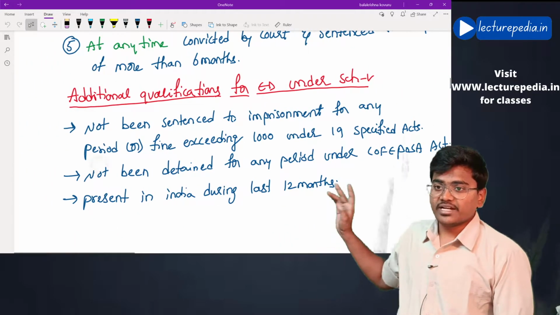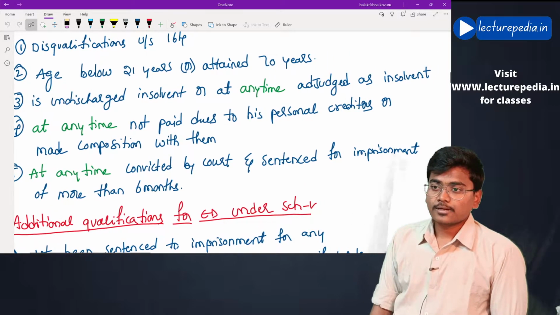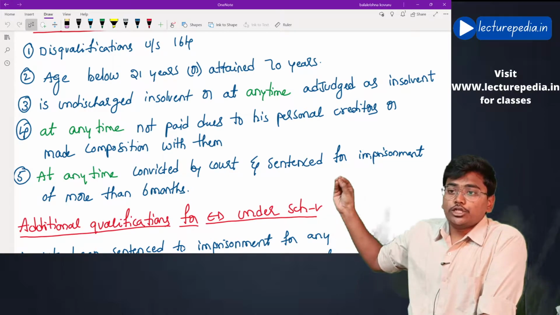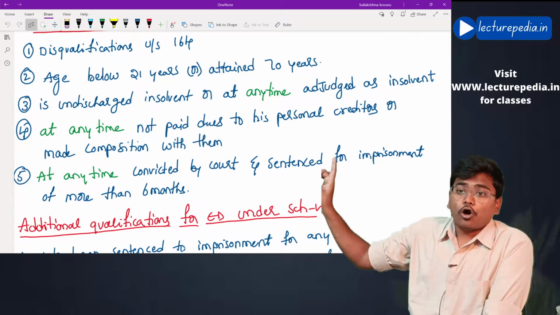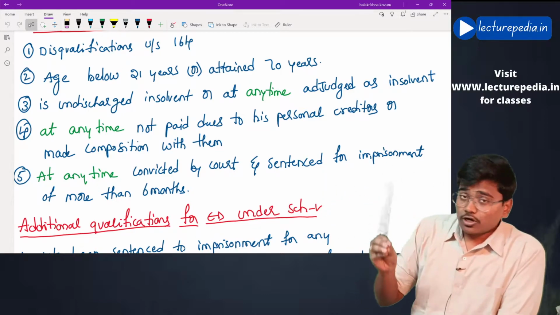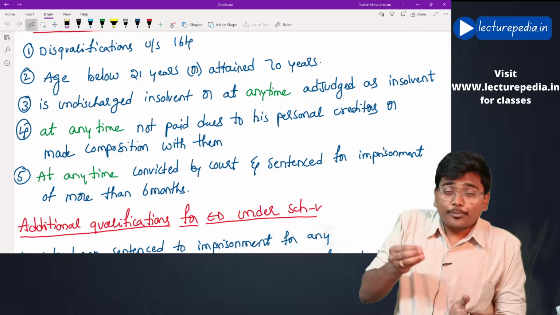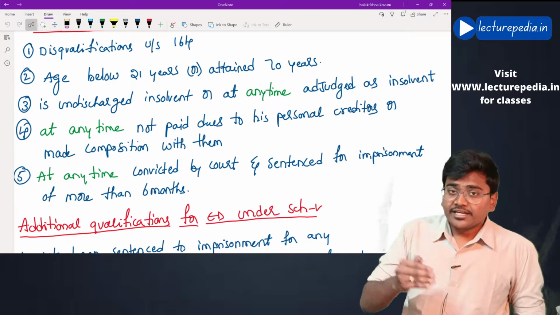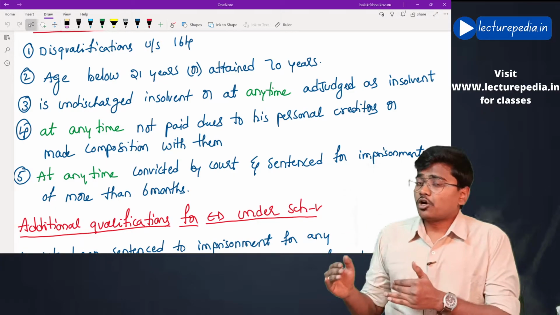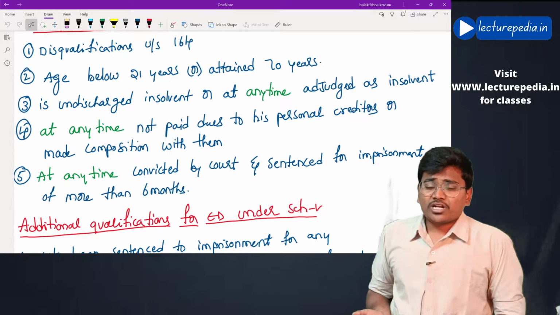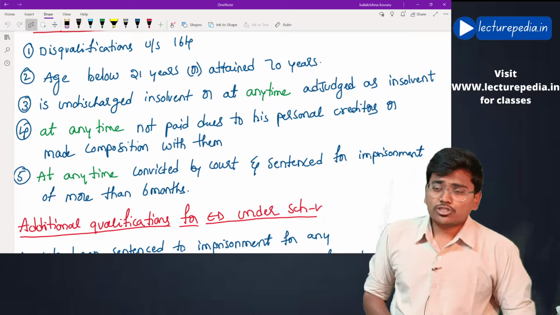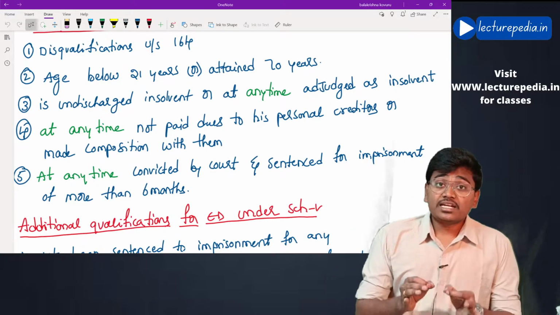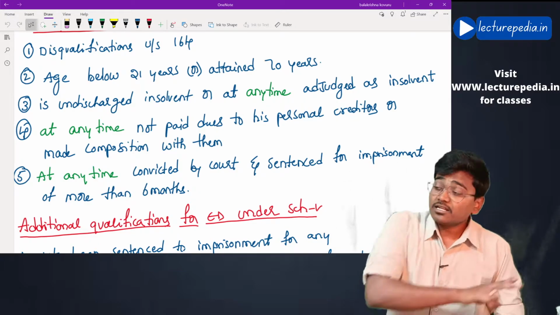Okay, now I am just reading it. Next, fourth point, at any time not paid dues to his personal creditors or made composition with them. If at all he has not paid the dues that are payable by him to the creditors at any time, or he has made composition, that means let's say he has to pay 100 crores. He entered into a composition with the creditors saying that I am not in a position to pay 100 crores, I will pay the 50 crores, you please waive off the 50 crores. That will be composition. If he has entered into any composition with the creditors, in that case he cannot be appointed as executive director for the lifetime.